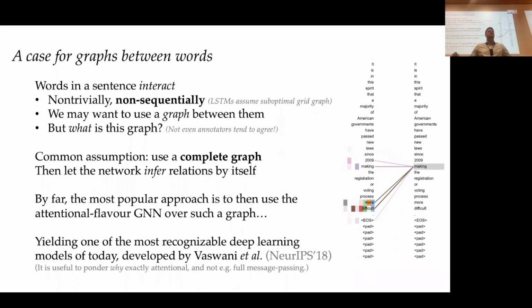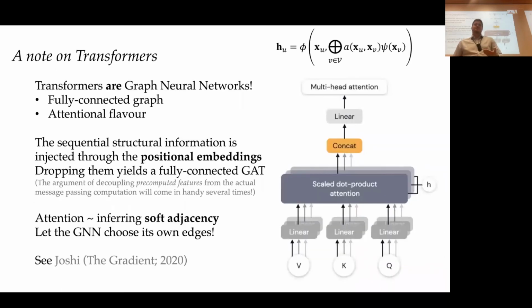So what do we do when we don't know what the graph is, but we know that there is one and it's complicated? As we said, use a complete graph and then let the graph neural network infer relations by itself. Yeah. And by far, the most popular approach then is to use an attentional GNN over such a graph. And this gives us one of the most recognizable deep learning models of today, right? And that's a transformer. Okay.